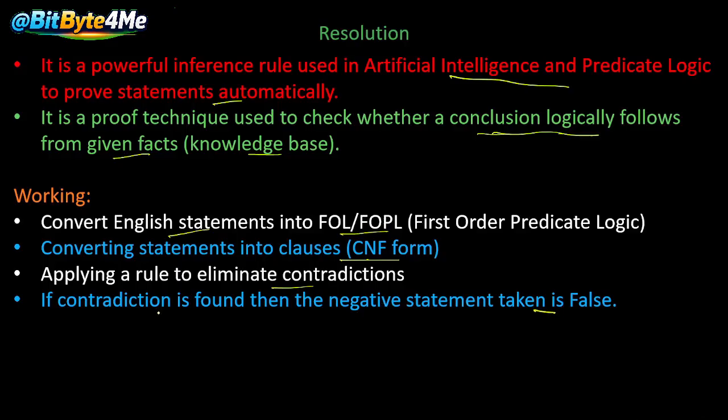At the end, if we find a null statement, then we can say that the negative statement we took is false. It means the given statement is true, because we start from the negative of the true statement. So prove the negative as false, then the given statement is true.